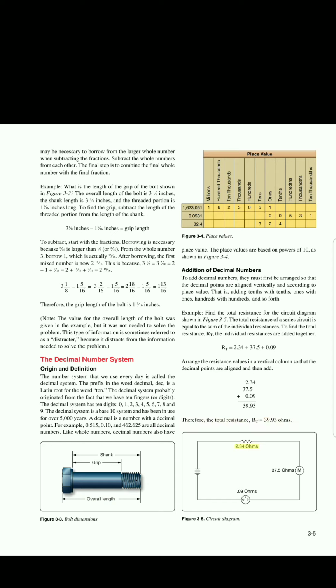2.34 ohms. 37.5 ohms. 0.09 ohms. Figure 3-5. Circuit diagram. Subtraction of decimal numbers.